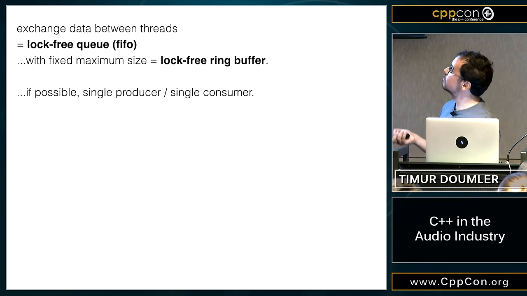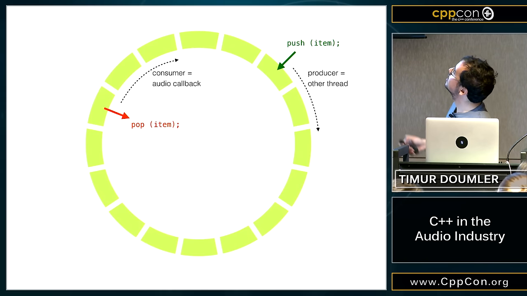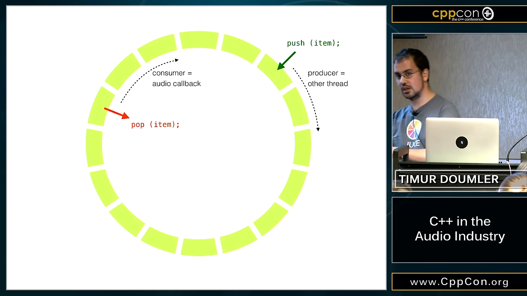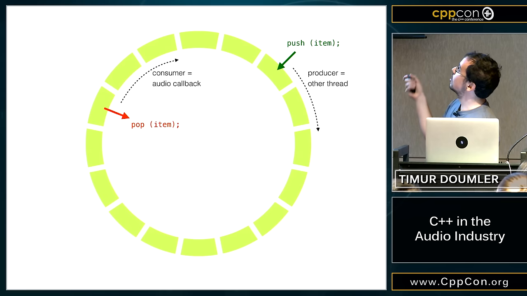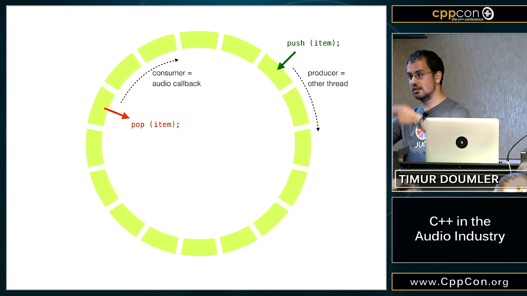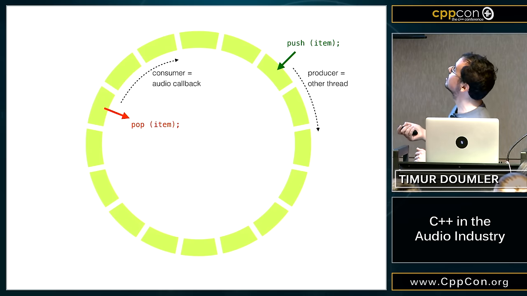And if you have a lock-free ring buffer like this, then typically you have another thread which maybe gets these messages from the keyboard or reads something from the disk and writes them into the buffer. Lock-free means that you have a push and a pop method, and they are implemented lock-free with these atomic swaps, atomic compare exchanges that you saw earlier. And it's possible to implement that.